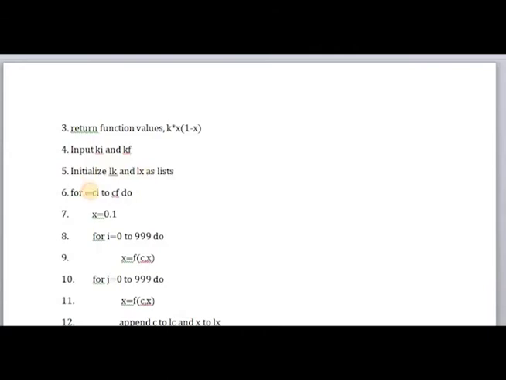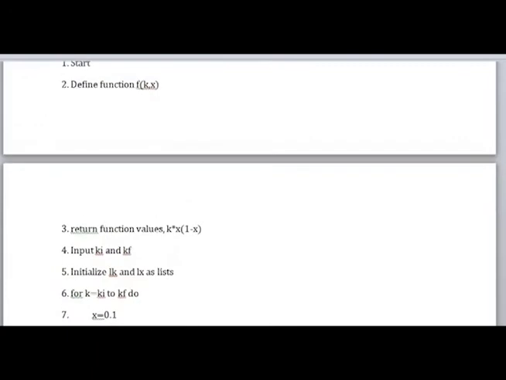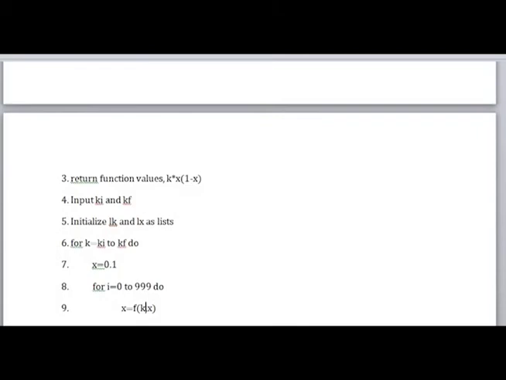Then k changes from ki to kf. ki and kf are already given here. k changes from ki to kf. Then we'll initially take the value of x to be 0.1, and i varies from 0 to 999 in a loop, and in it we are calling x is equal to f of k,x. Means what? I'm calling a function, this function f of k,x is my initial function, and when we call f of k,x, it returns k x into (1 minus x).